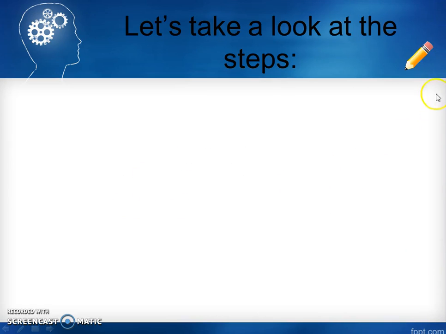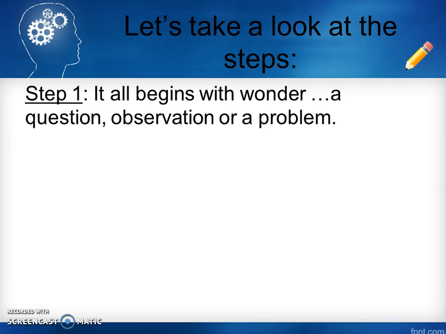You'll notice again the pencil here, and you'll notice on your paper there are 6 steps to fill in. So we're going to take a look at number 1. So the first step is to have a question. Maybe you observed or noticed something or some sort of problem you want to study. That's the first. The curiosity begins this whole process.